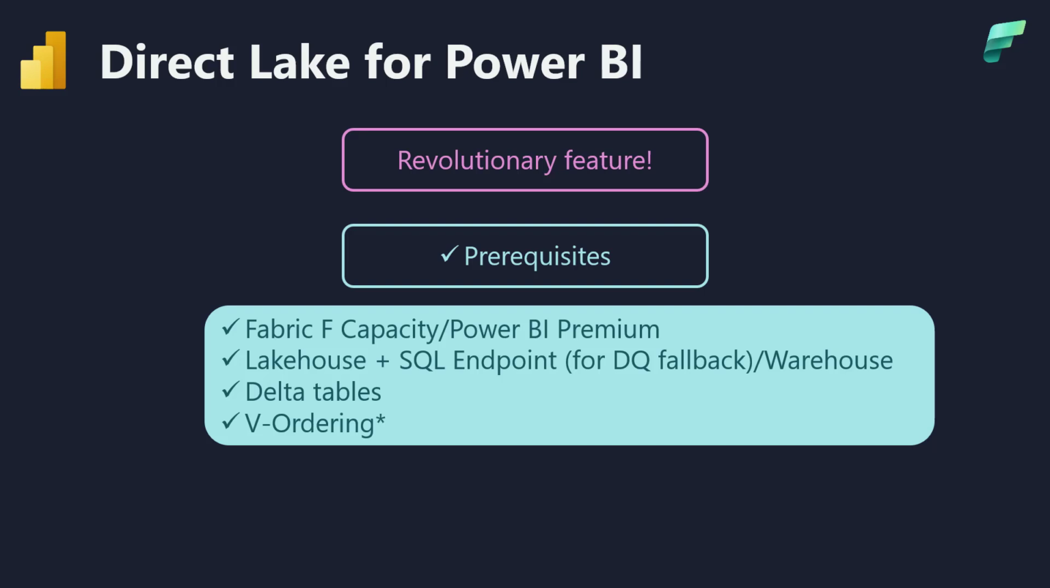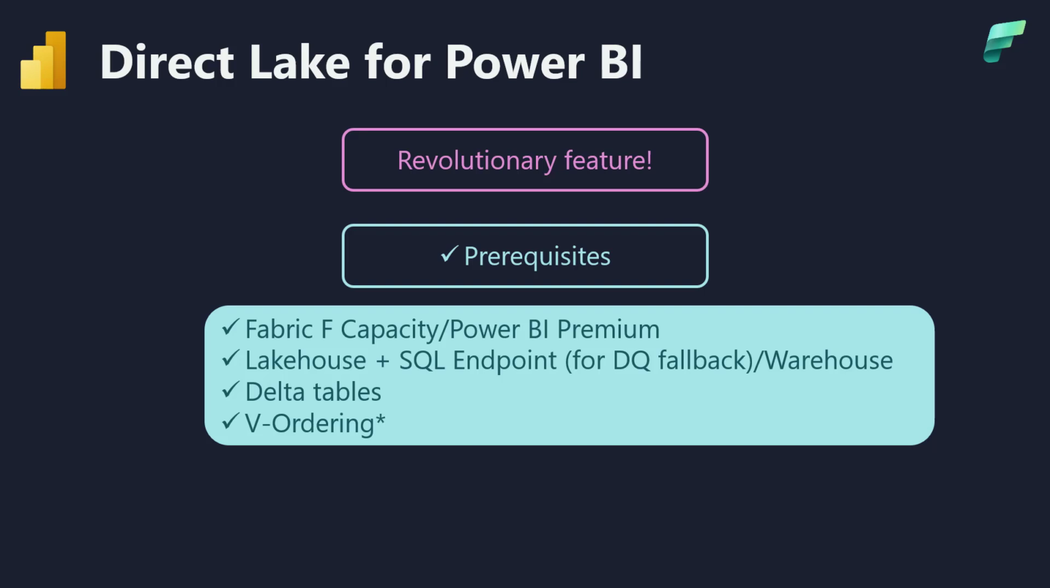Then you need a Fabric Lakehouse with a SQL endpoint that we previously examined, which is necessary because in case your queries can't be retrieved by using a Direct Lake mode, they will fall back to a well-known Direct Query mode. Direct Lake works for both Fabric Lakehouse and Warehouse. Next, data must be stored in Delta tables. So if your data is in other format than Delta, such as Parquet or CSV or JSON, no Direct Lake queries are possible.